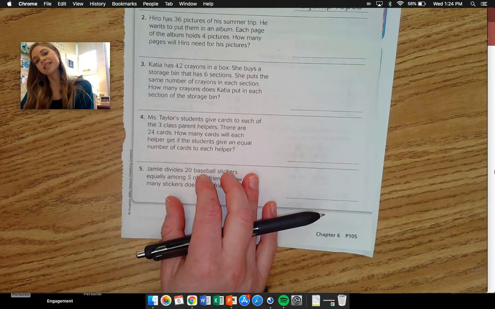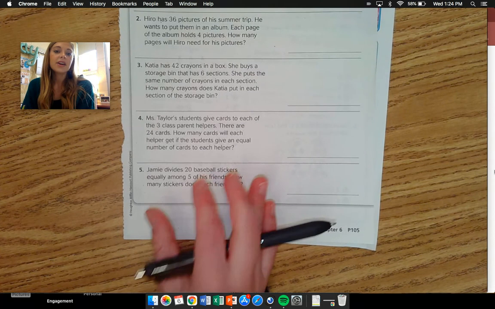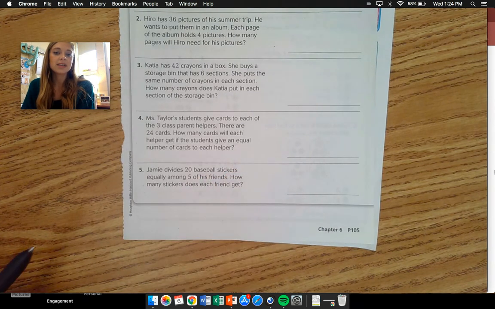All right, the second problem. Remember today's story problems. It says, Hero has 36 pictures of his summer trip. He wants to put them in an album. Each page of the album holds 4 pictures. How many pages will Hero need for his pictures?